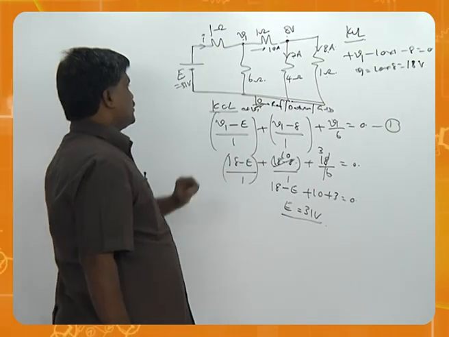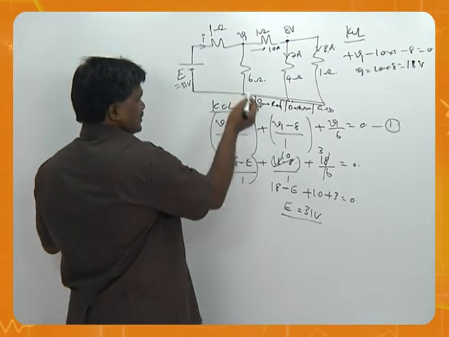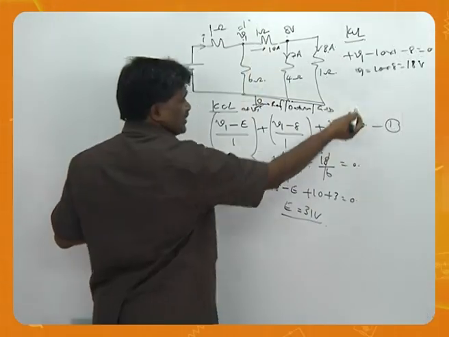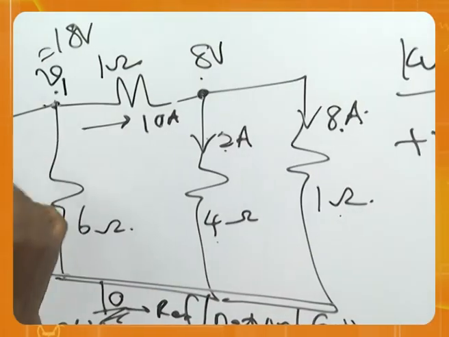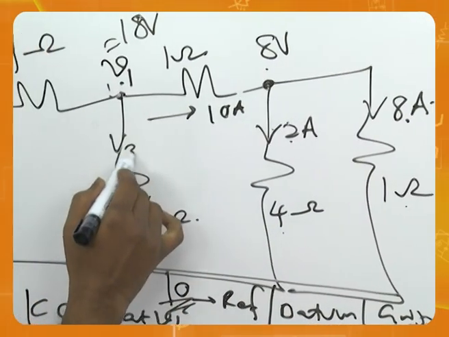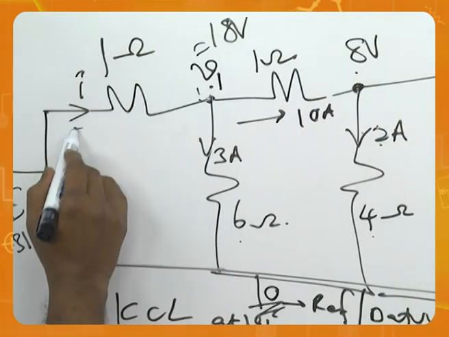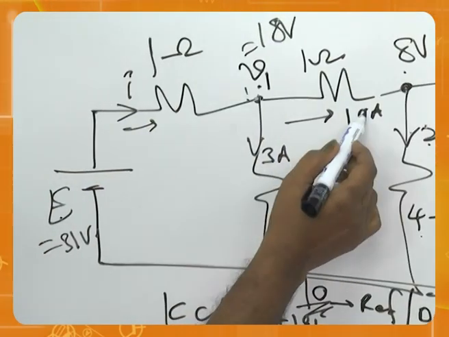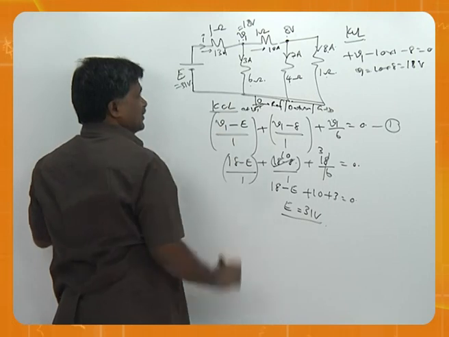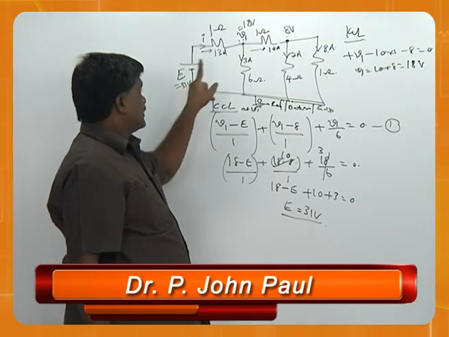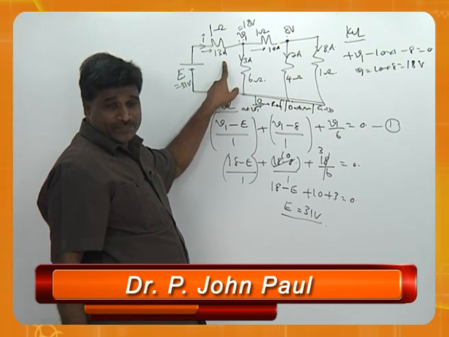Now it is very easy to understand how much this current is. For example, this is 10 and this is, as we already said, 18, and 18 by 6 is 3. If this is 3 and this is 10, what would be this current? This should be 10 plus 3, therefore 13. Therefore, our answer is, voltage is 31 volts, current is 13.